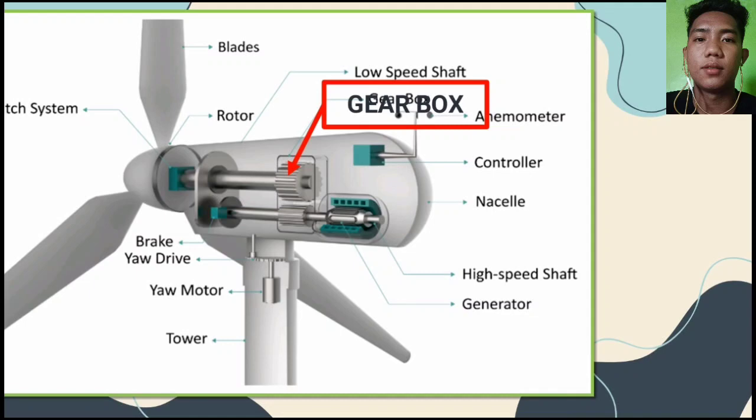Gearbox. So, ang function po nito is kahit mabagal ang ikot ng blade, kaya itong pabilisin ng gearbox. So, papasok ngayon ang gearbox para pabilisin ang ikot papuntang generator. And dahil sa gearbox, makapag-produce siya ng mas malaking voltage.